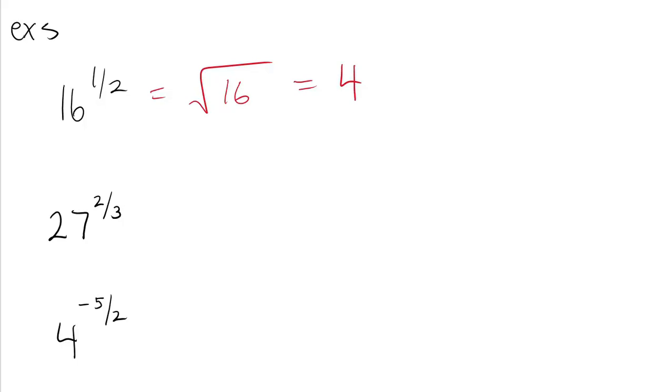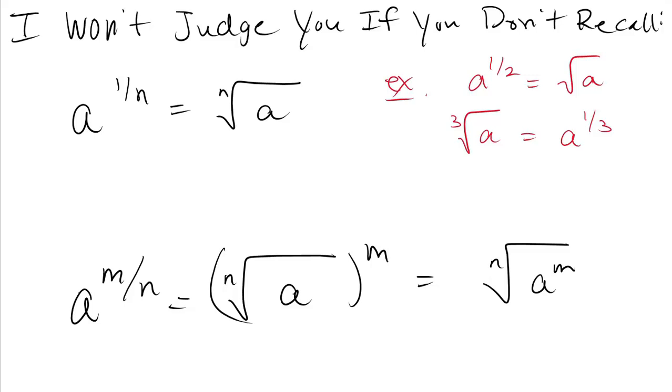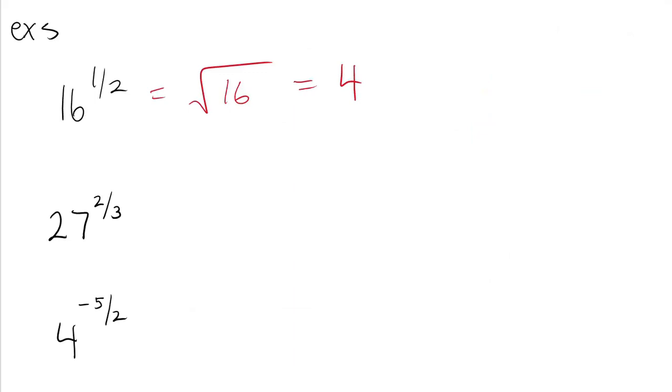The second example says 27 to the 2/3, and here's where my rambling about the 2 different ways to write this will come into play. I could rewrite this either as the cube root of 27 squared, like this, or I could square the 27 directly. If you're using a calculator, it doesn't really matter, of course.